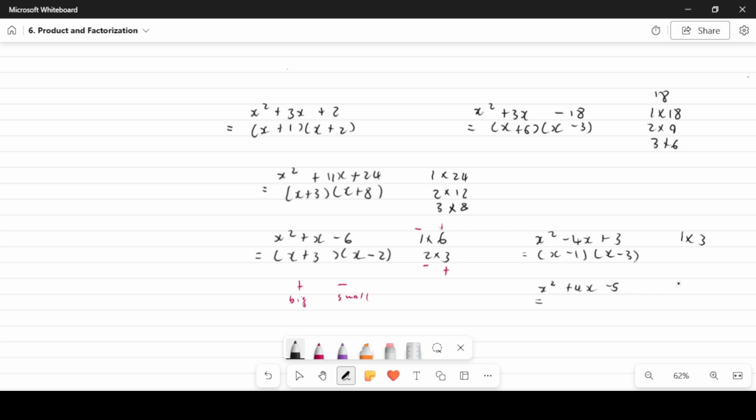You could have x squared plus 4x minus 5. Last term is negative, so you'll either have a plus minus or a minus plus. But since the middle term is positive, the bigger number takes the positive. So it'll be x plus 5, x minus 1. Right? You need to get quick at doing this.